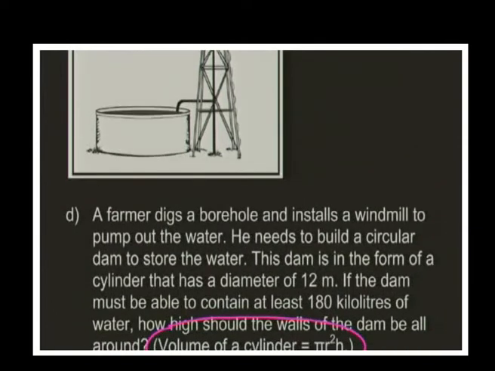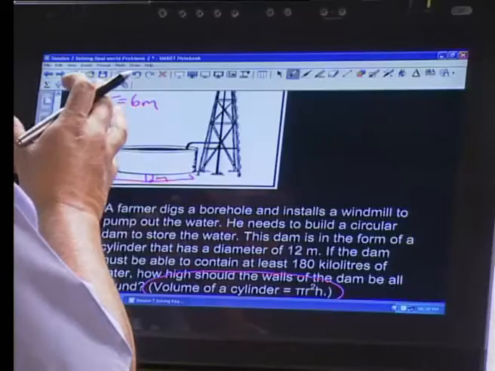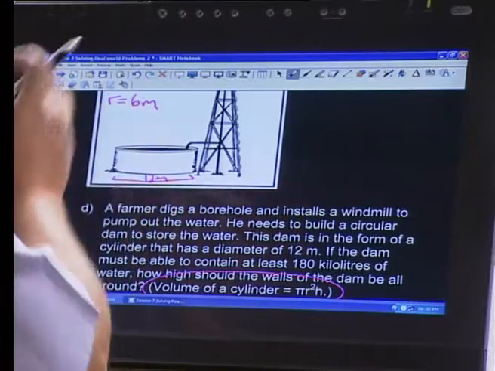It says that it has a diameter of 12 meters. So from one end of the dam to the other end of the dam is 12 meters. That means straight away I know my radius must be 6 meters. Can you see how just from being given one bit of information, I'm giving myself more?